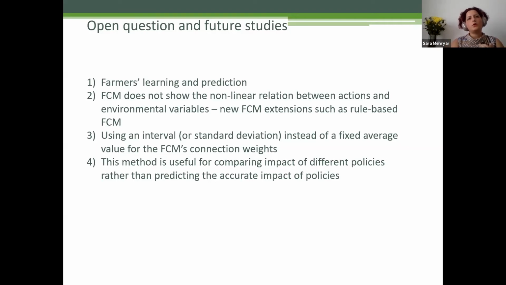And also, when we were aggregating the maps, we used the mean of the weights. But another approach would be to use the standard deviation or interval of the weights that we got from different stakeholders, from different individual fuzzy cognitive maps. And at the end, this method is useful for comparing the impact of different policies rather than predicting the accurate impact of each policy, as I said.